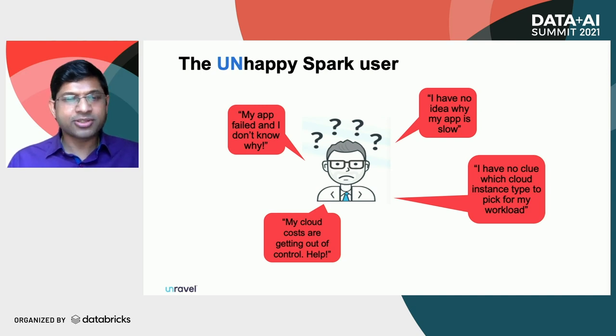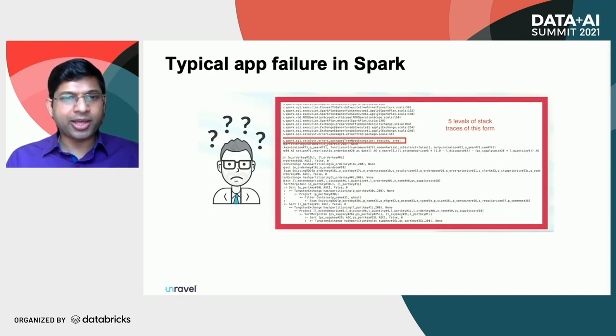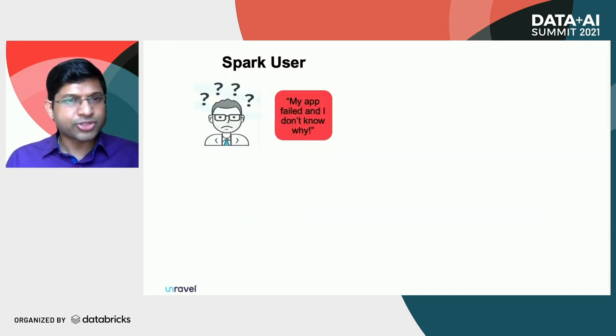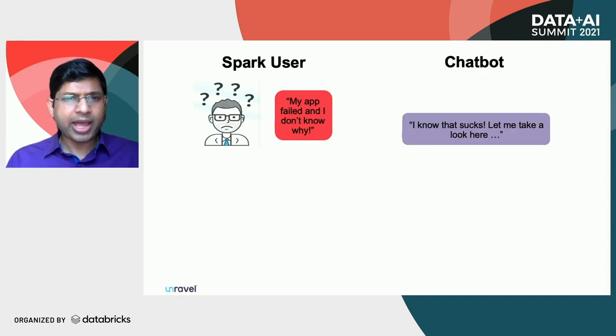So for such Spark users, maybe somebody who's actually having a problem with their application that has failed and is struggling with all those dependent stack traces and trying to find the root cause of the problem, in the Jeeves chatbot that we presented in the 2019 Spark Summit, you can actually just go and ask this chatbot, hey, my app failed. I have no idea why. Can you help me? And the chatbot can take it from there.